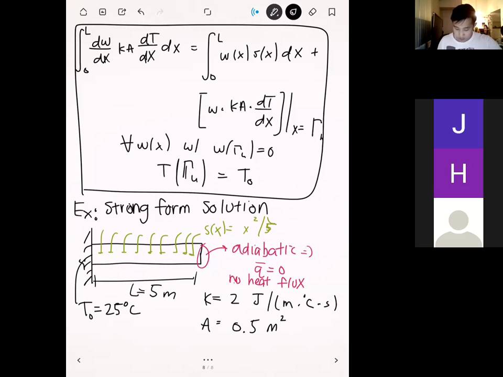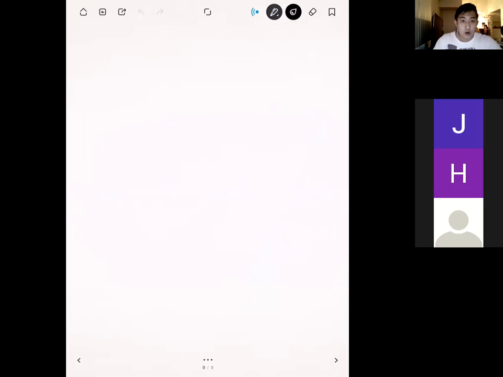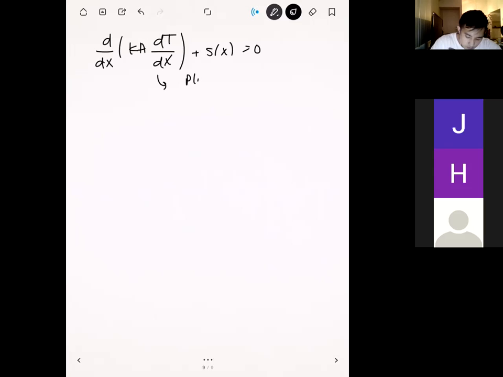Okay, so let's start with our strong form solution. Our strong form is given by this: d/dx of (kA dT/dx) plus S of x is equal to 0. And so let's plug in k, A, and S of x.